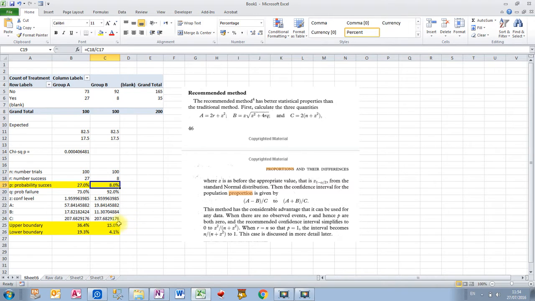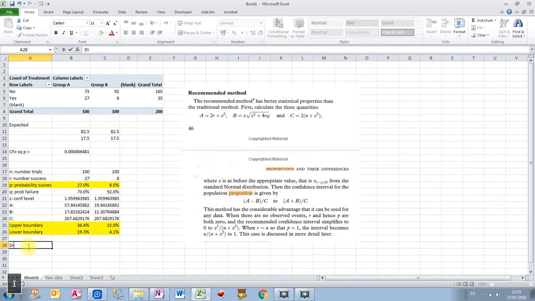But now I want to ask a further question. I can see, well, A and B have a difference. The one rate is different from the other. Let's just write it down. So the difference in success rate between group A and group B is that minus that. Okay, so the difference is 19%. Now obviously there's going to be a confidence interval around that. We observed a difference of 19% in this experiment, but there's a confidence interval around it. How can we work out what that is?